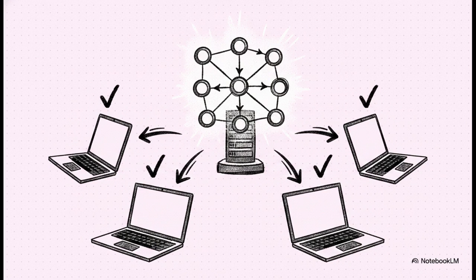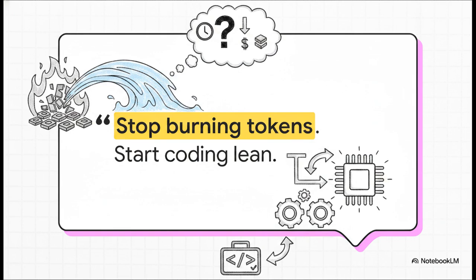Or alternatively, tools like Graphify let you run a shared HTTP server, so your whole team points their IDE to one centralized, instantly updated knowledge graph. To wrap up this explainer, I want to leave you with a punchy tagline from LeanKG that I think perfectly summarizes this entire shift. Stop burning tokens, start coding lean. We are definitively moving out of the era where AI models blindly guess and grep their way through our code bases, and we're entering a new era of absolute structural precision.